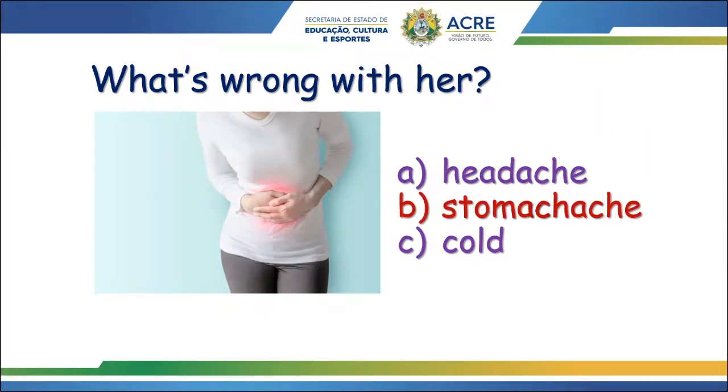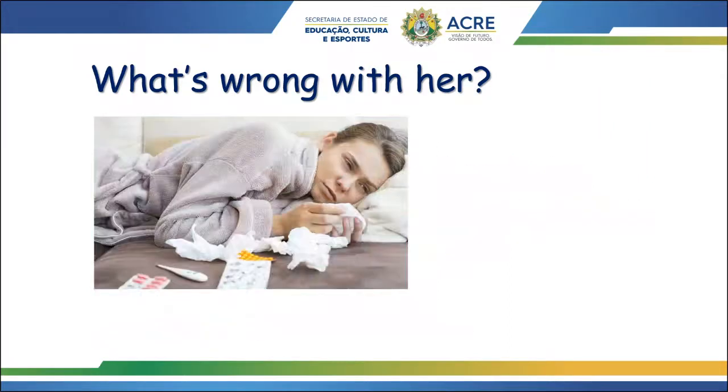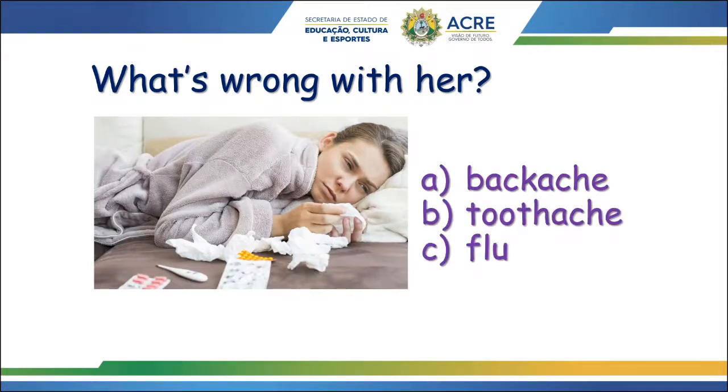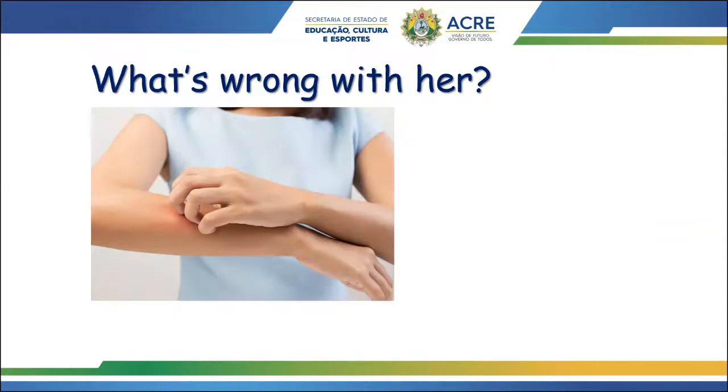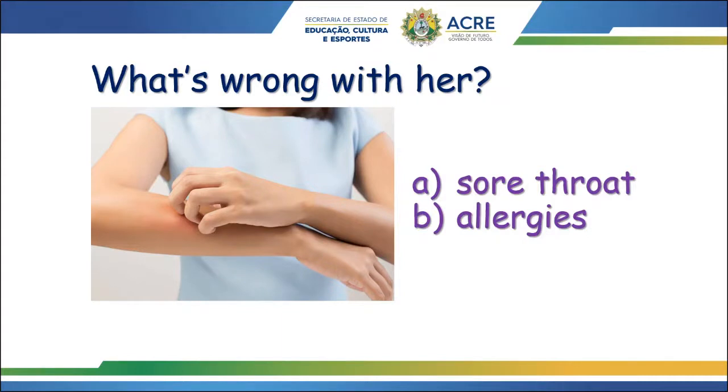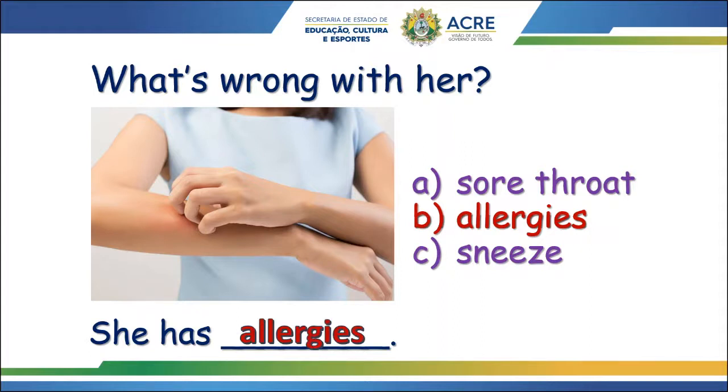What's wrong with her? Letter A, backache. B, toothache. C, flu. Letter C, flu. The sentence is she has the flu. What about her? What's wrong with her? Letter A, sore throat. B, allergies. C, sneeze. So here the correct option is letter B, allergies. She has allergies.